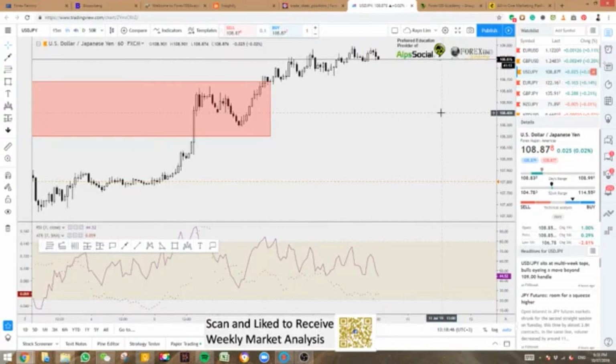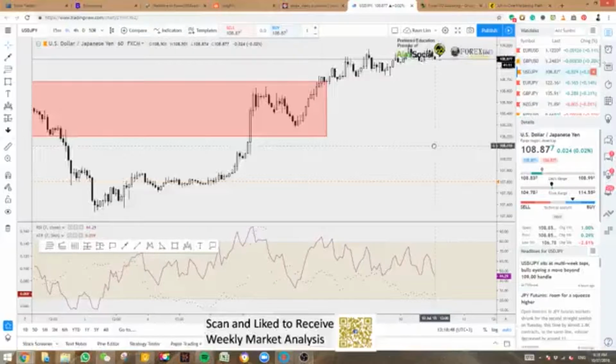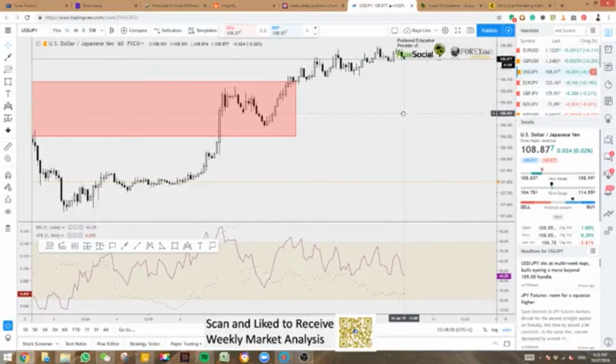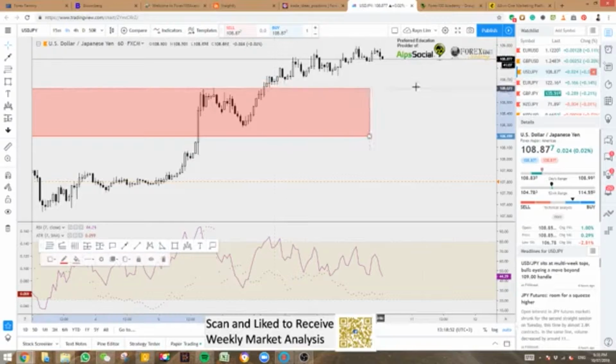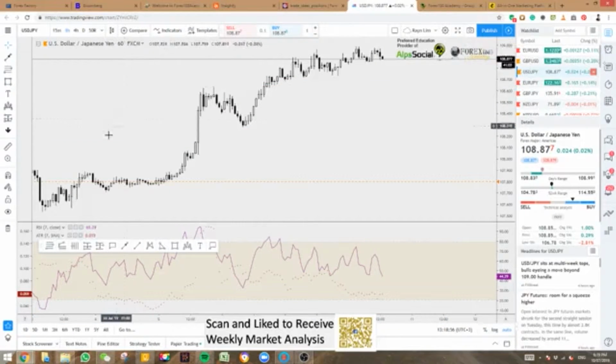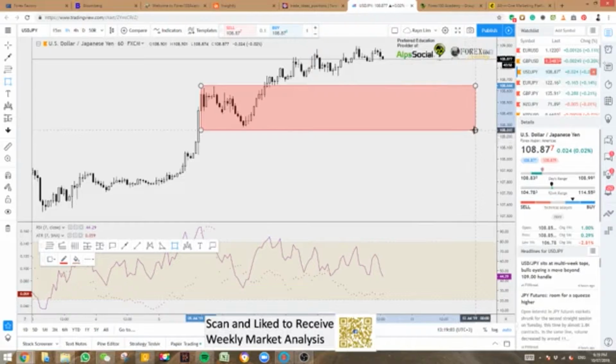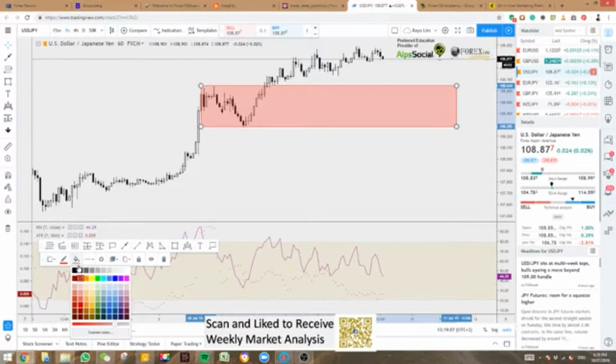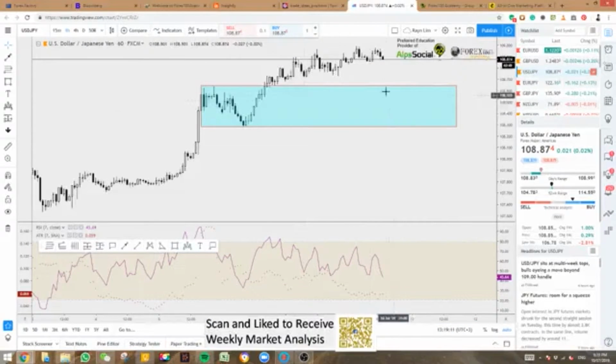To the 1-hour chart, nothing much unless the market pulls back for this buying opportunity, where selling opportunity turns bullish. So why don't we just draw a new one? This is the buy zone over here. So you can wait for the very classic pullback for a buying opportunity.